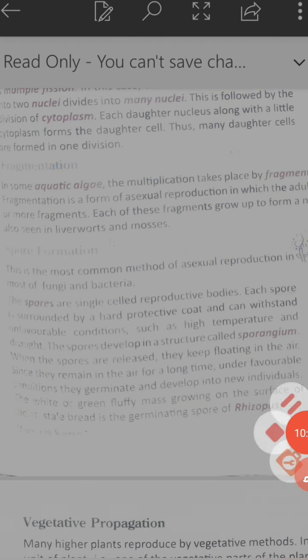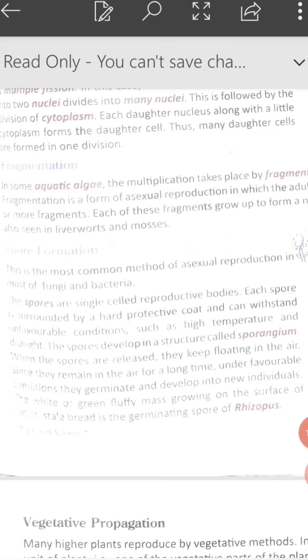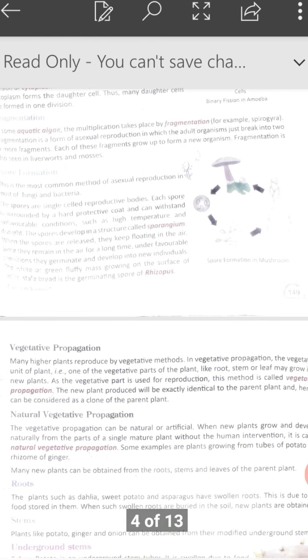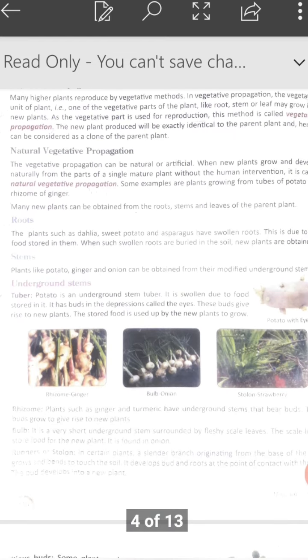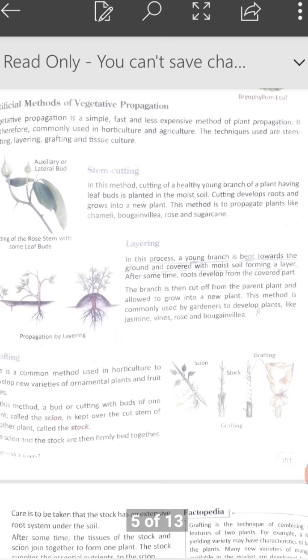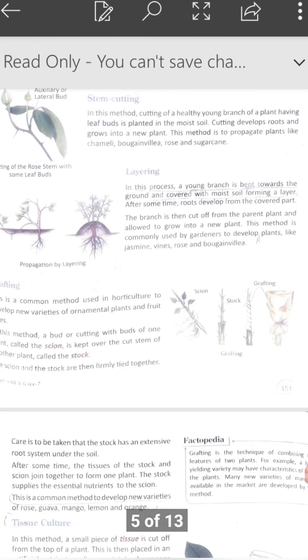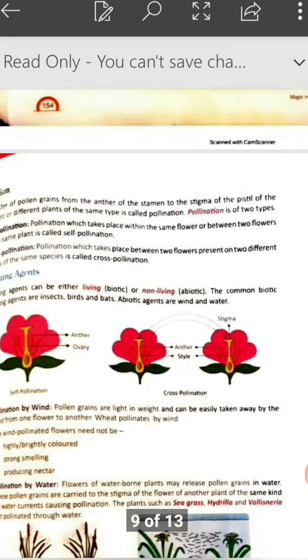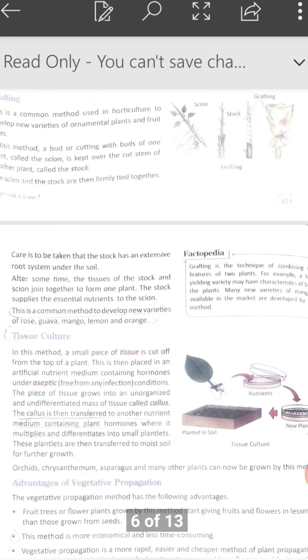जैसे कि हमने अभी पढ़ लिया, आपको स्पोर फॉर्मेशन अब समझ में आ गया होगा. So friends, this chapter is so lengthy. When we complete till here, spore formation, there is vegetative propagation, natural vegetative propagation, and artificial vegetative propagation. And there are some methods of artificial vegetative propagation like stem cutting, layering, grafting, and tissue culture. And then there are sexual reproduction and the parts of a plant and many more. So this is a very lengthy chapter.